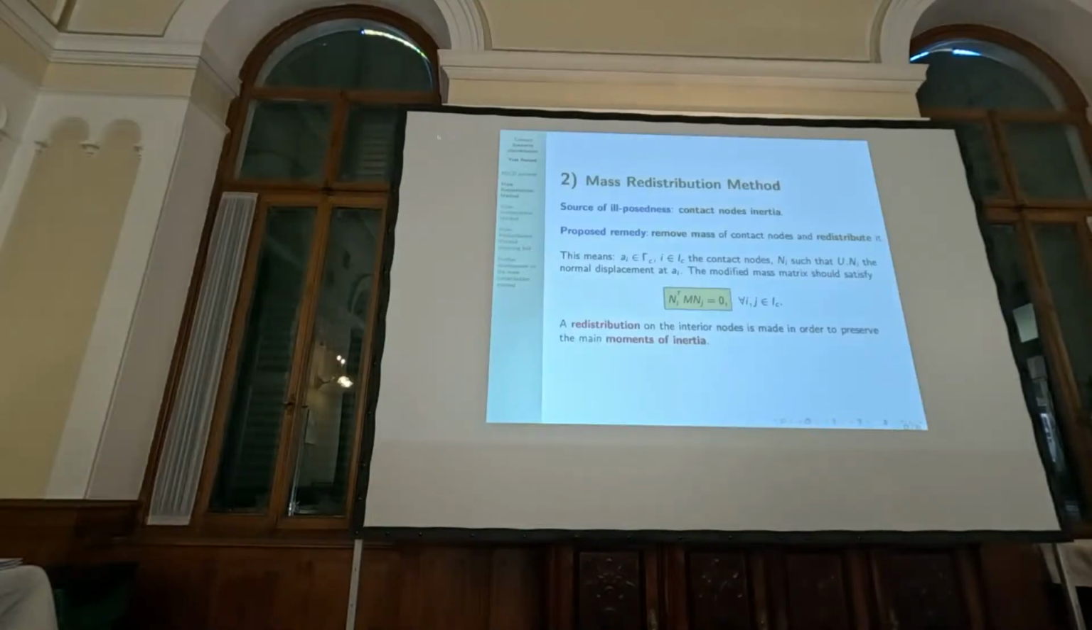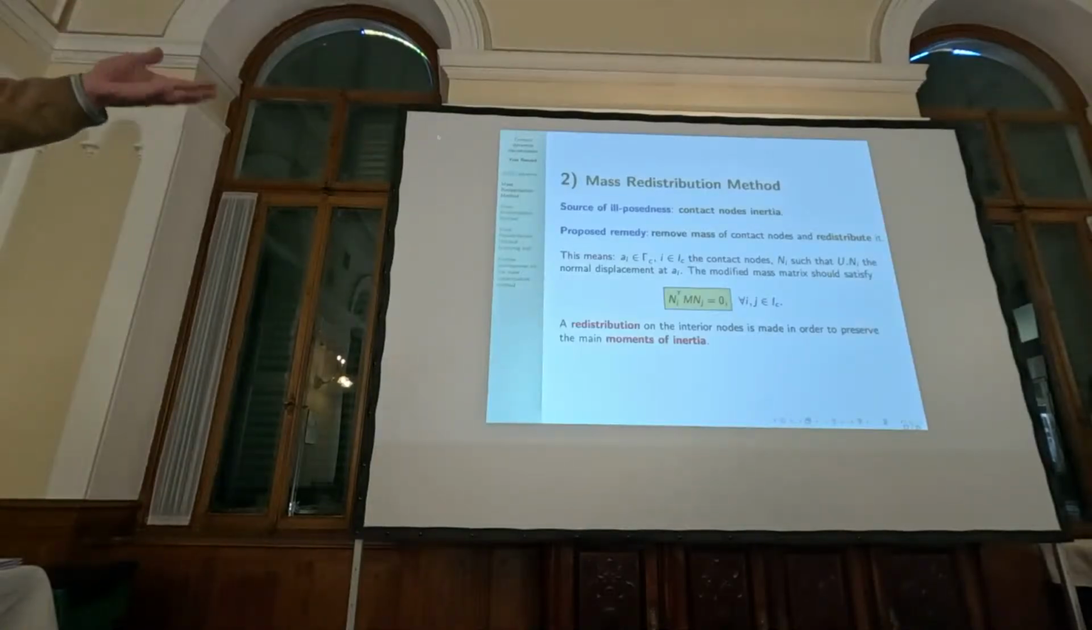And what we proposed quite a long time ago now is mass redistribution. What is mass redistribution? Simply, one of the problems is inertia of the contact nodes. So just suppress it, or just redistribute the mass in the mass matrix in a way that contact nodes have no mass.